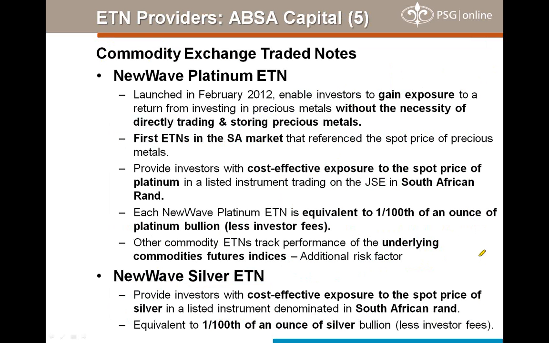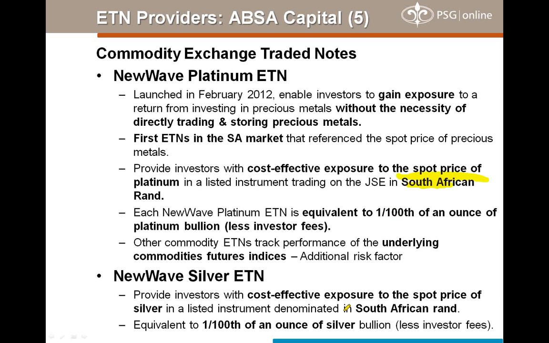If you want to get involved in platinum, remember there's a gold. New gold is the most popular gold ETF, whereas ABSA has also got a platinum ETN and a silver ETN. Okay. Remember, it's in rand. Okay. It's a listed instrument, but it's based on rand. It's 100th of an ounce of platinum, and same with silver. So those of you that believe that silver is going to go through the roof, you want to have exposure to silver, these are the things to look at.